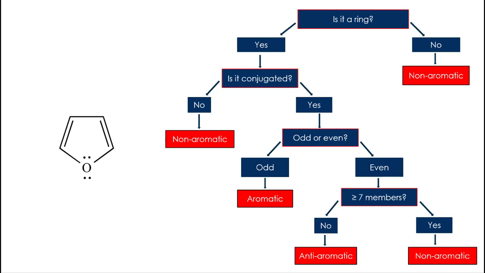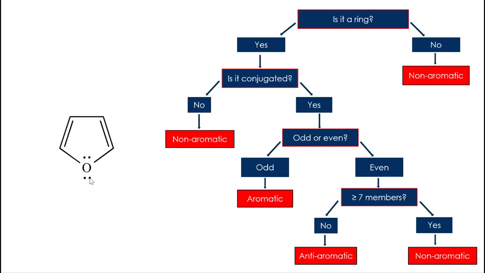Here's another. So first, is it a ring? The answer would be yes. Is it conjugated? We're going to go around. This is sp2, sp2, sp2, and sp2. If we look at the oxygen atom, it has 2 lone pairs. So when you have a situation where an atom has 2 lone pairs, only one of them can possibly be delocalized. You can't have both of them be delocalized.